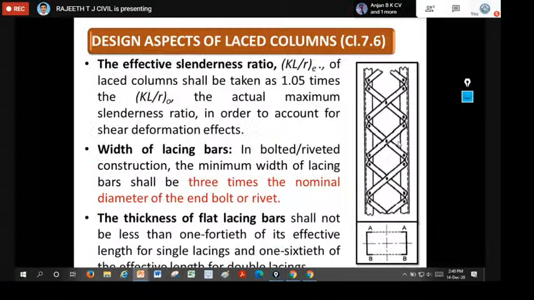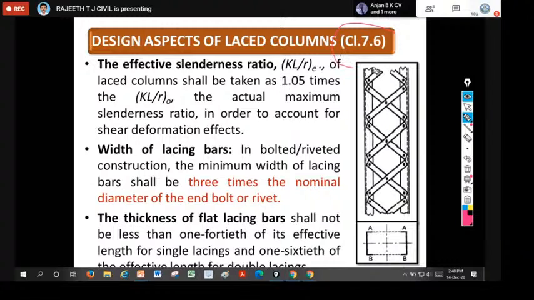So I'll move on to the next slide now. Some of the basic aspects of the laced column, that is the built-up column, are all very important. They're given clearly in the code book in Clause 7.6 of IS 800.